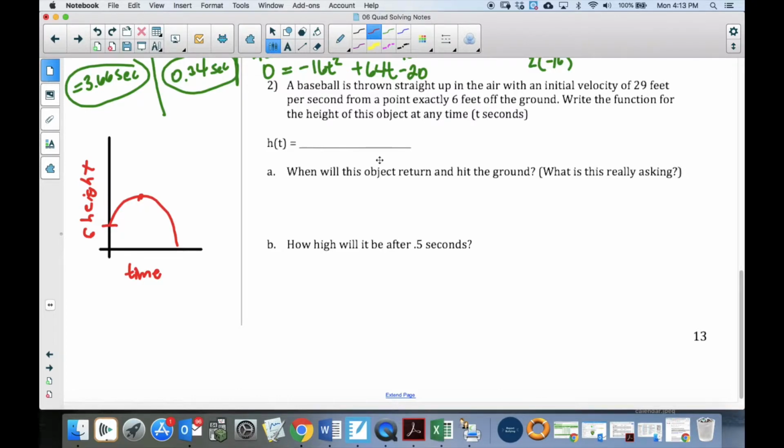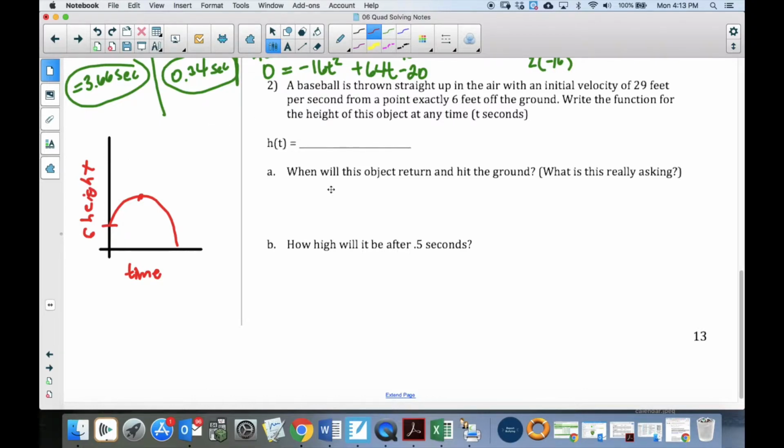A baseball is thrown straight up in the air with an initial velocity of 29 feet per second from a point exactly 6 feet off the ground. Write the function for the height of this object at any time. Well, first of all, I did come over here and I drew a diagram again, starting at 6 feet high, and we're going to have to figure out some information on the time and the max height and all that.